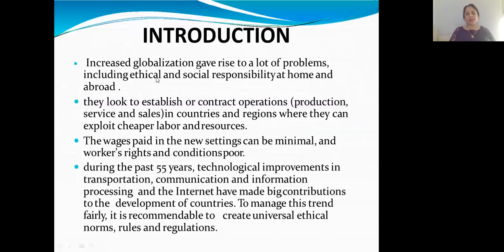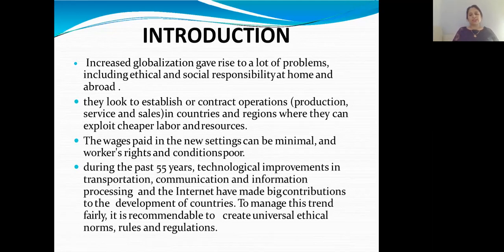So increased globalization gave rise to a lot of problems, including ethical and social responsibility at home and abroad. They look to establish or contract operations, that means production, service and sales, in countries and regions where they can exploit cheaper labor resources. अब ऐसा नहीं होना चाहिए कि ग्लोबलाइजेशन का इफेक्ट उठाते हुए हम कुछ कंट्रीज में चले गए क्योंकि वहाँ पे चीप लेबर थी, लो कॉस्ट मटेरियल था और हमने उसको बहुत एक्सप्लॉइट किया.